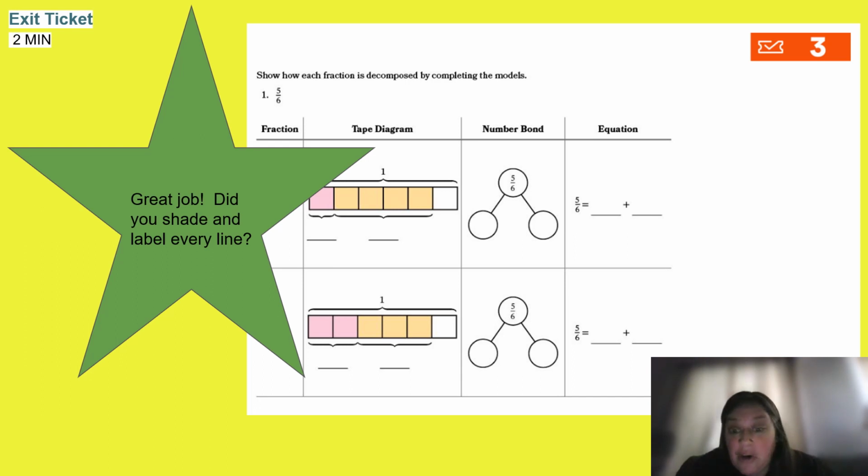I just wanted to review your exit tickets with you. You do not have those right now. I did want to let you know that there were lots of 3s. Nice job. The only errors that I really saw were that some people forgot to shade in these to show that there were 2 separate amounts, or some people forgot to label those brackets. So you'll see that when I return next week.